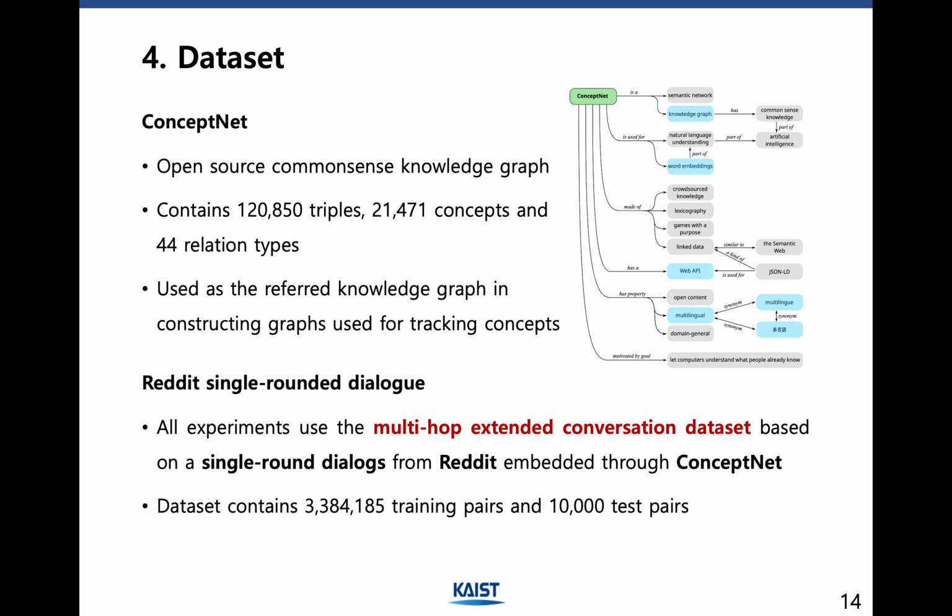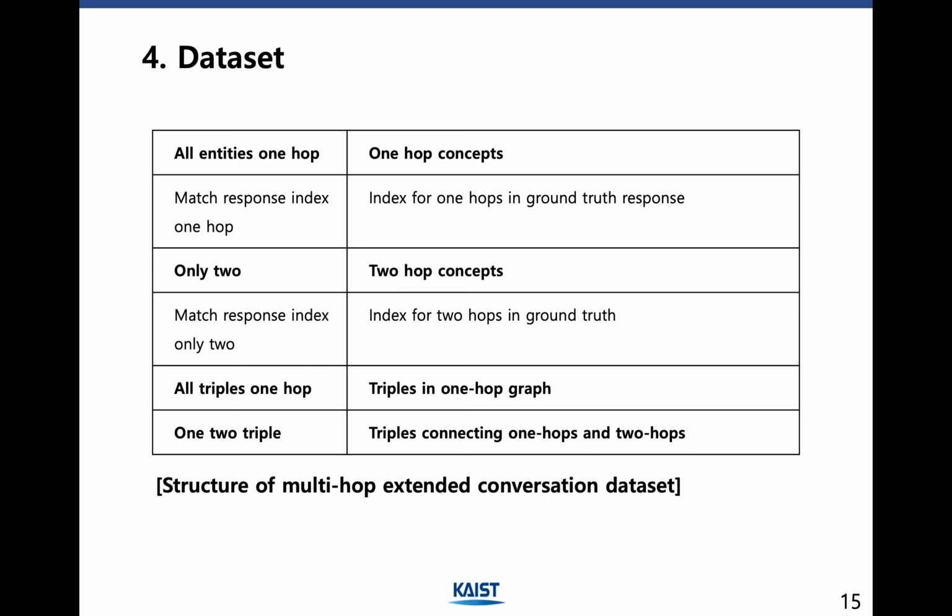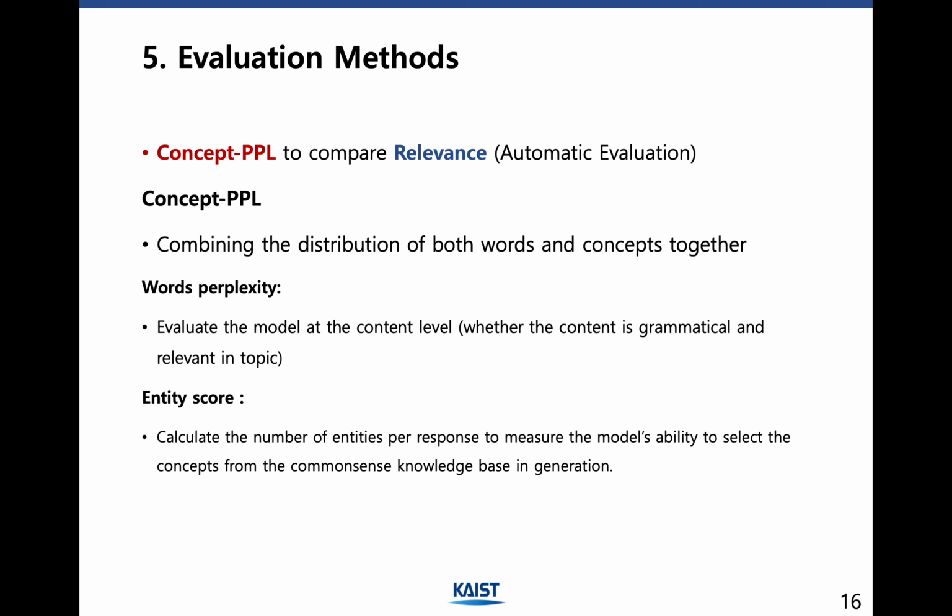The dataset we have used to replicate ConceptFlow is single-round dialogue from Reddit. Then, we use ConceptNet, which is an open-source commonsense knowledge graph, to make a multi-hop extended conversation dataset that will be used to generate the flow graph used in ConceptFlow. It includes about 3 million training pairs and 10,000 test pairs. The following is the structure of the train set and test set of ConceptFlow. This is the result of finding the key concepts involved in the conversation via ConceptNet and extracting 1-hop, 2-hop concepts from the key concepts.